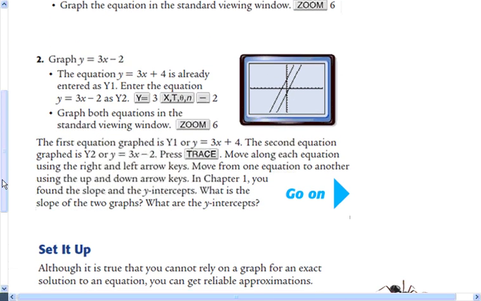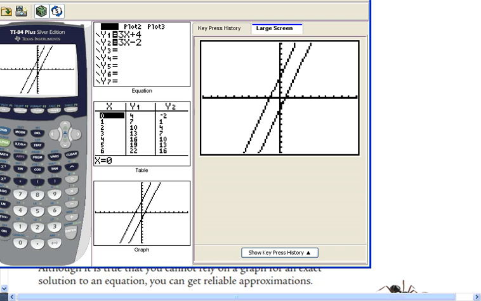So I'm up to this part 2 right here. The first equation graph is y1, and if we go onto our calculator and press trace, you can see that y1 is highlighted right there, and that's where the cursor is right now. It's on y1. In fact, right when you press trace, you usually land right on the y-intercept, and you can see that by the coordinates of the point here, 0, 4.